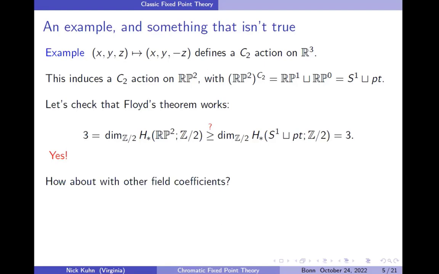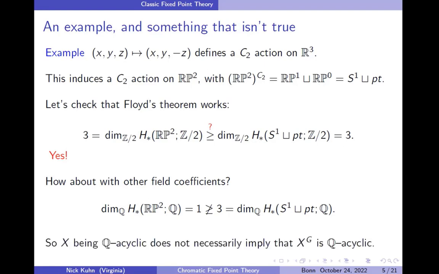So how about other field coefficients? Let's look at characteristic 0. The left side is acyclic, right? And the right side is not. So that's a little interesting. Being Q acyclic does not imply that the fixed points are acyclic. Okay. So this stupid example actually represents a lot of the theory.